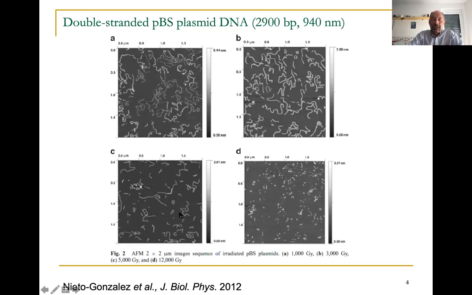And this is, you see, irradiation A, B, C, D are different doses. This is 1 kilogray, 3 kilograys, 5 kilograys, and 12 kilograys. And you see, of course, the chopping of the DNA. More and more you chop this DNA plasmid, increasing the dose.